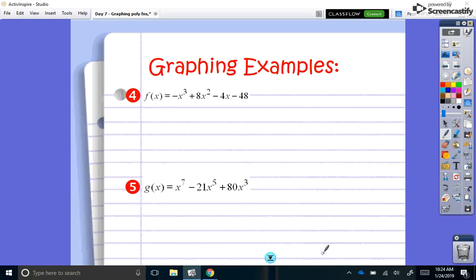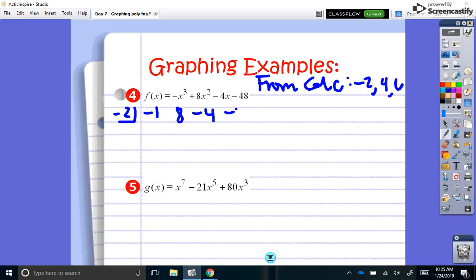Okay, we're in part 2 of our video on graphing polynomial functions. So for example 4, did you see from your calculator that I can use -2, 4, and 6 with synthetic division? So pick whichever one you want to start with. I'll just start with -2. And I have -1, 8, -4, and -48.